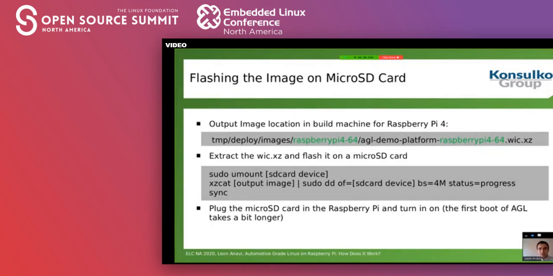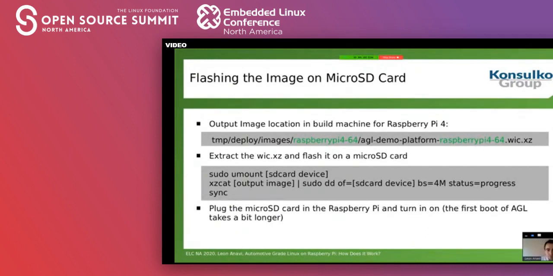Once the image is ready, it will end up in the temporary deploy directory for the image that you've selected. For Raspberry Pi 4, we are building a 64-bit image of AGL. The output file is WIC, and you need to extract it and flash it on the micro SD card. The easiest way to do it is using dd. However, just be careful to find the appropriate SD card device. Otherwise, you risk to wipe out your drive.